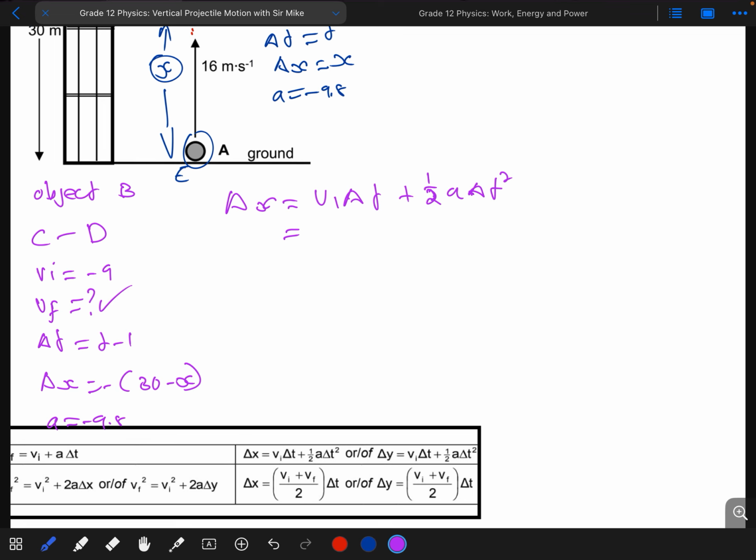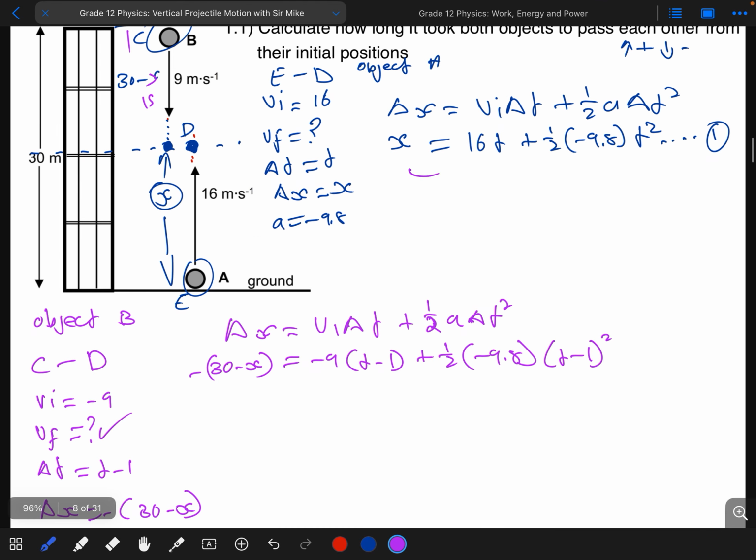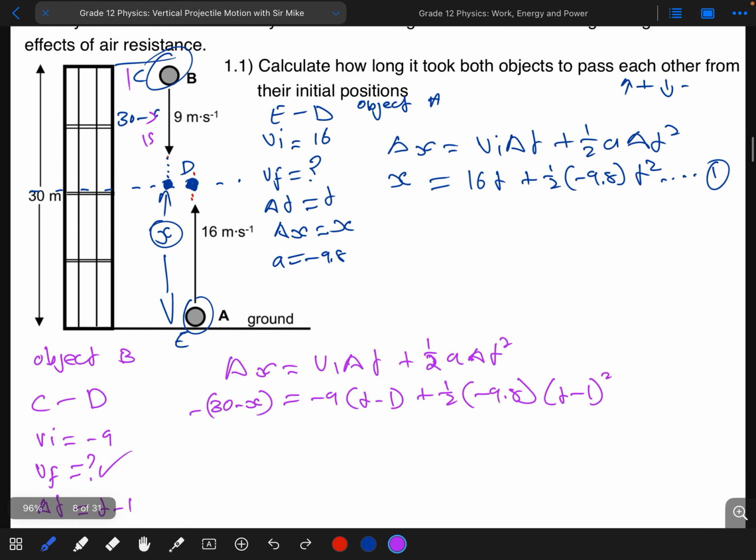So my displacement, we say that's negative 30 minus x, equals vi, negative 9, multiplied by the time, which is t minus 1, plus a half, negative 9.8, multiplied by the time squared, t minus 1 squared. I'm going to simplify this a little bit. So I would have x for that one, let me just use the original color.